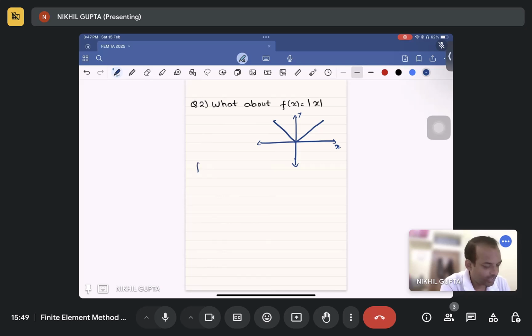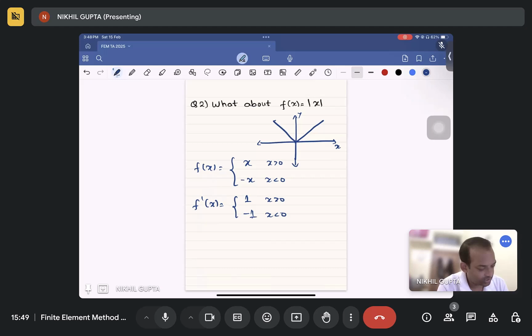So what you will write: f(x) equals x for x greater than 0, and minus x for x negative. We can distribute like this. Is it fine? Now let's do the first derivative. f dash x equals plus 1 for x positive, minus 1 for x negative. Is it clear?